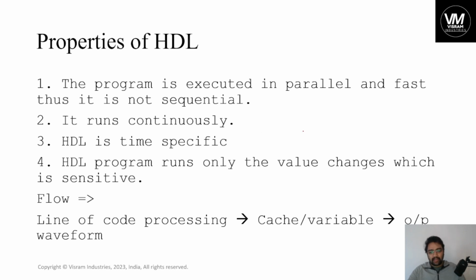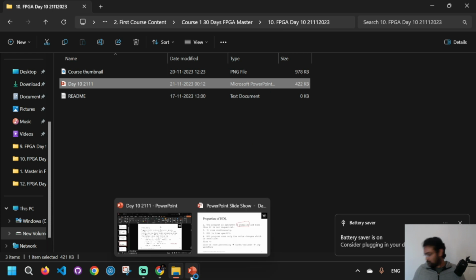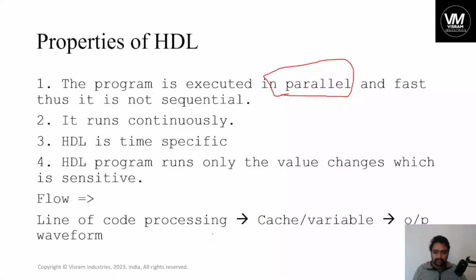So the program is executed in parallel. Remember, guys, this parallel. What is meant by parallel? I'll explain. So it runs continuously. We are looking for it to work continuously whenever we switch on the FPGA board, and whenever we turn it off and switch it on again for the application. So it should run continuously. If you switch off, it shouldn't go reset again.